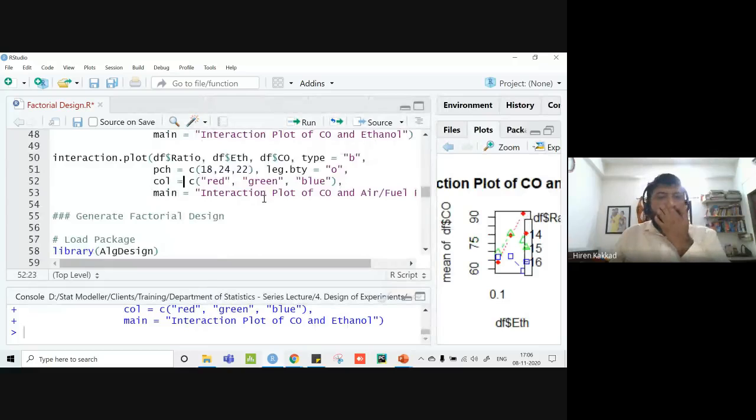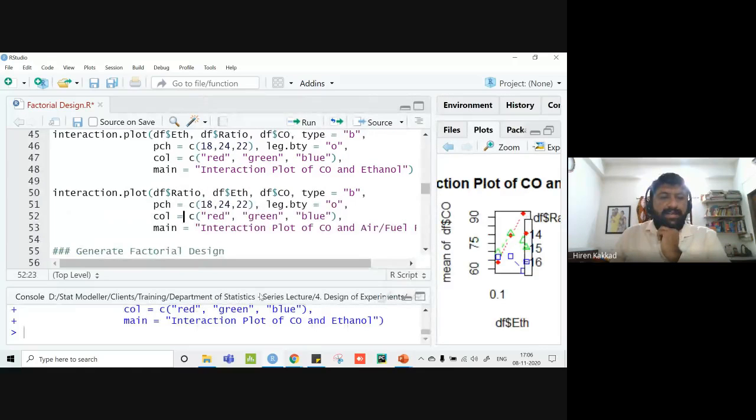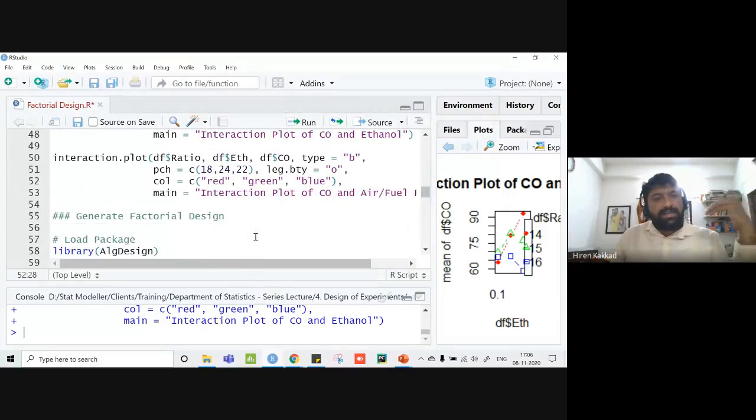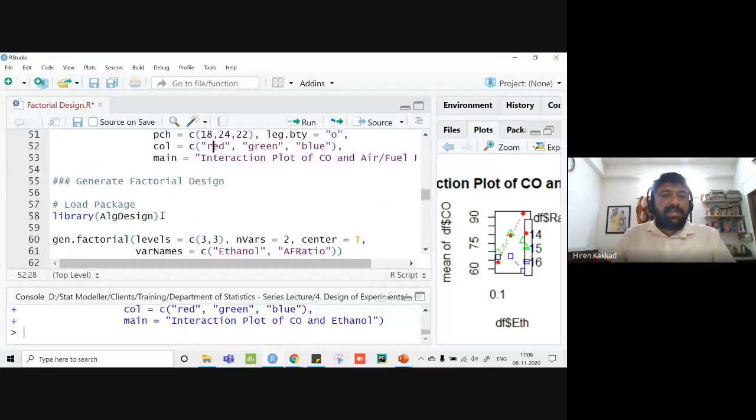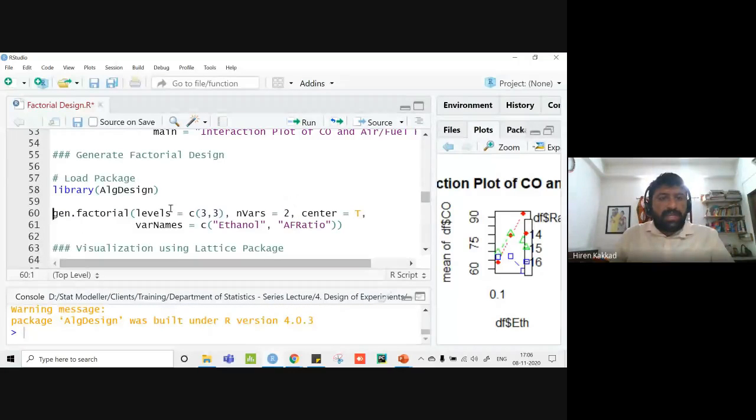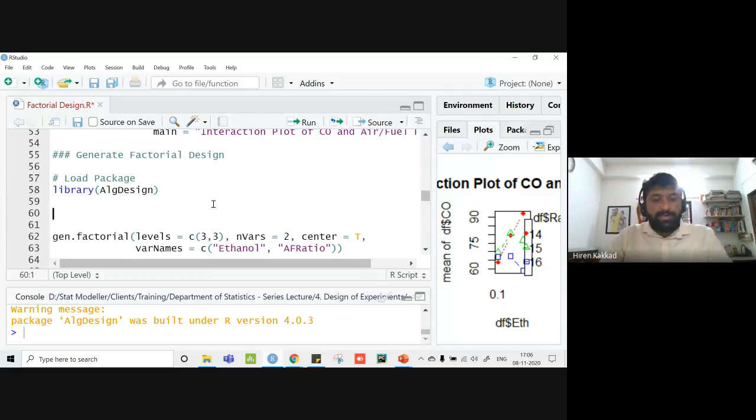Now one thing: here we already have a structured design, right? So we don't need to worry about it. But let's say you want to generate some factorial design based on some given condition. Let us take this as an example, and we want to develop a factorial design from R. So how can we do that? There is a library called AlgDesign, so it may be algorithm design. Let me load that package.